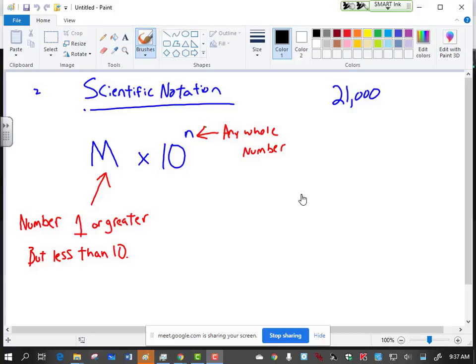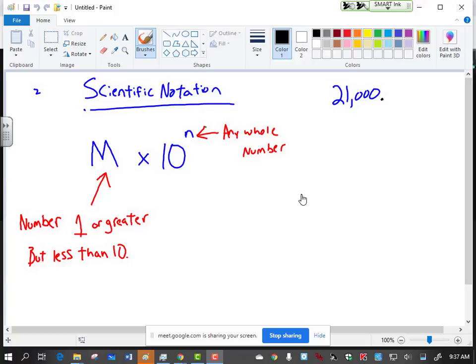Well, first thing you have to do is know where the decimal is. Where's the decimal in that number, even though you can't see it? At the very end. Yeah, that's right. Now, check it out. You have to move that decimal to make a number that is 1 or greater but less than 10.